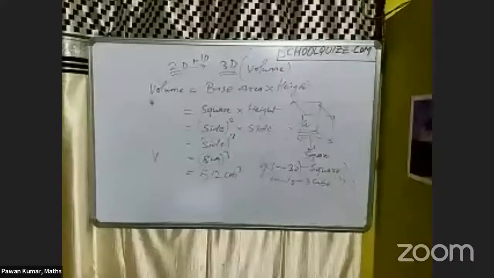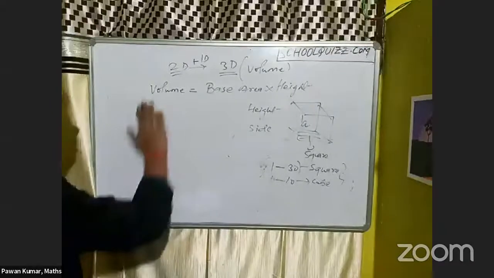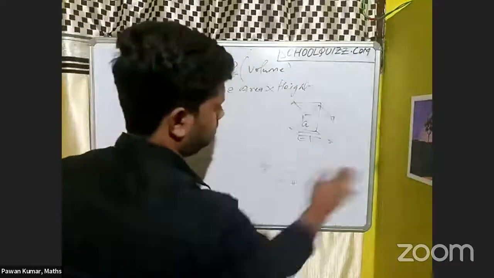Okay, Palak, what is 8 cube, beta? 512. 512 centimeter cube, centimeter multiplied 3 times, cube. Yes, sir. Okay. So now this is all about the cube.